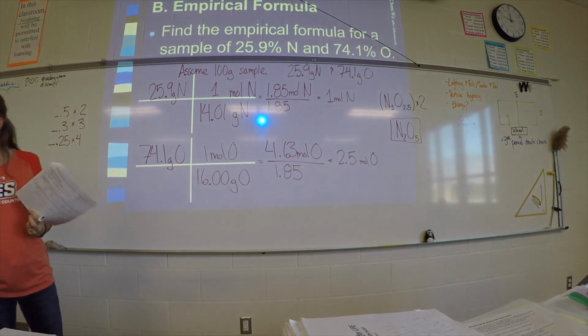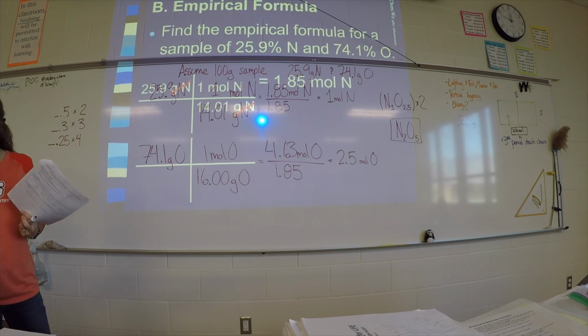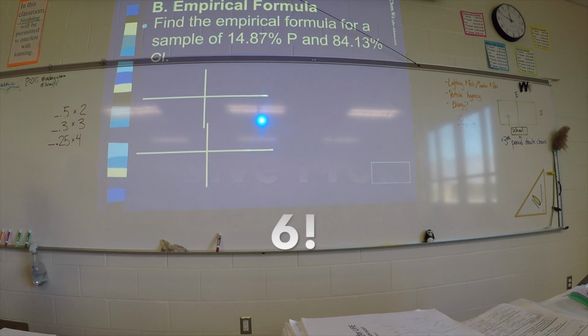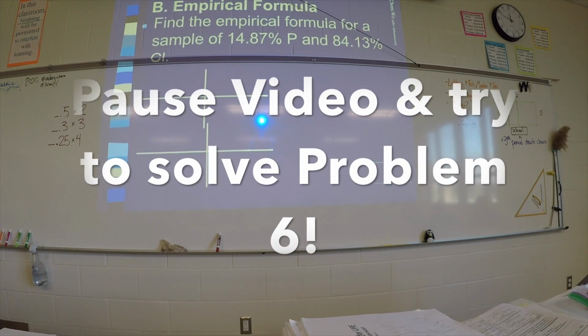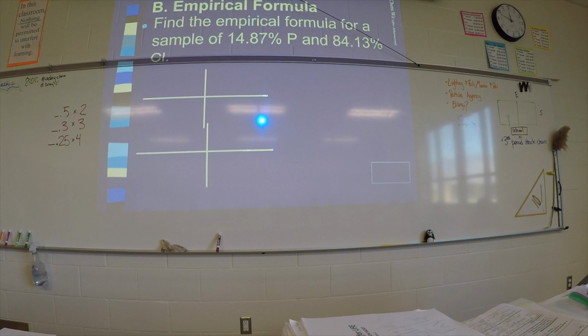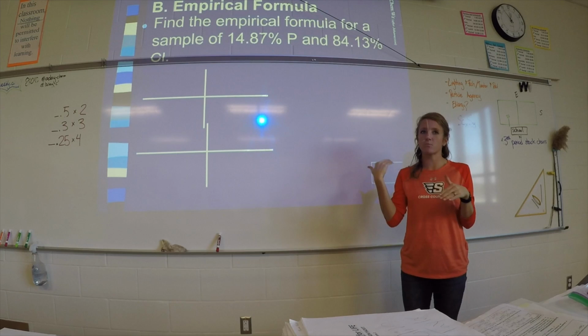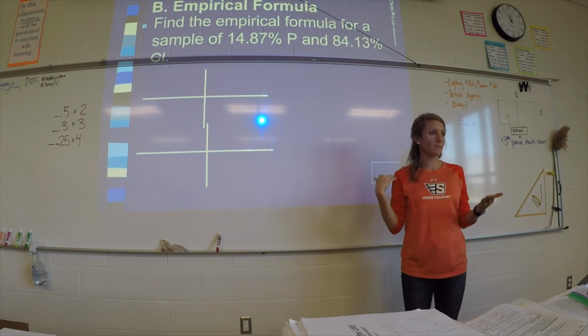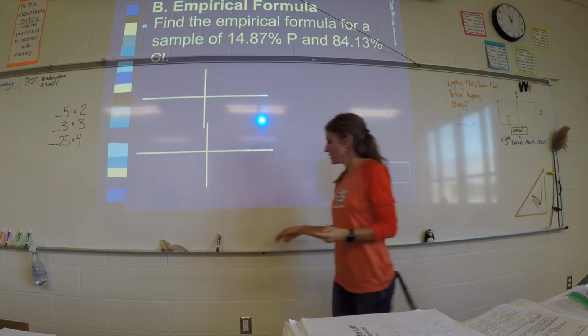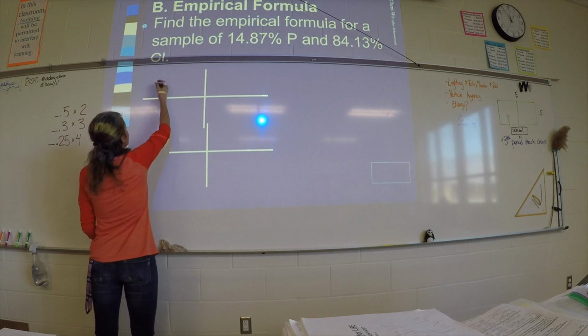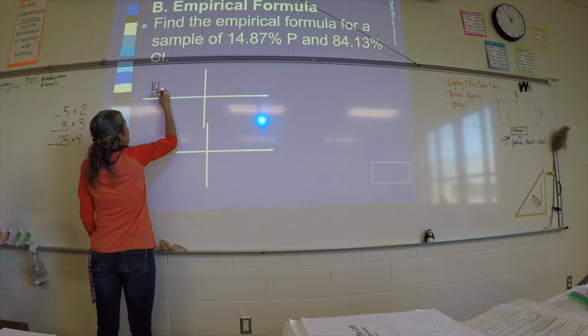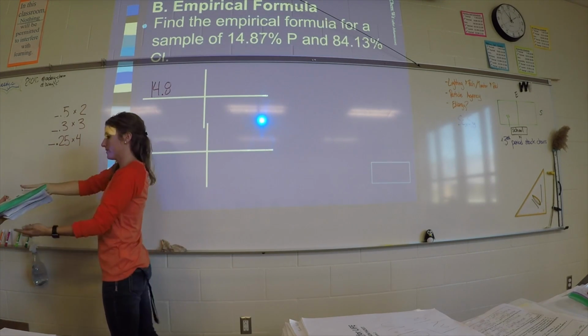All right, let's see how we're doing. Solve this next one for me. Solve number 6 on your paper. Let's see how we're doing. Do it up here on the board. Follow along with me and make sure what you did matches up with what I did. Okay? So we should have changed our percent to grams, which means they're just the same.